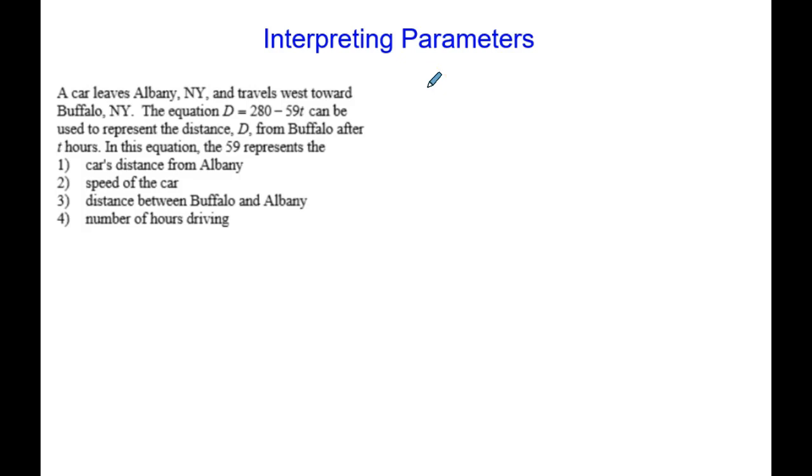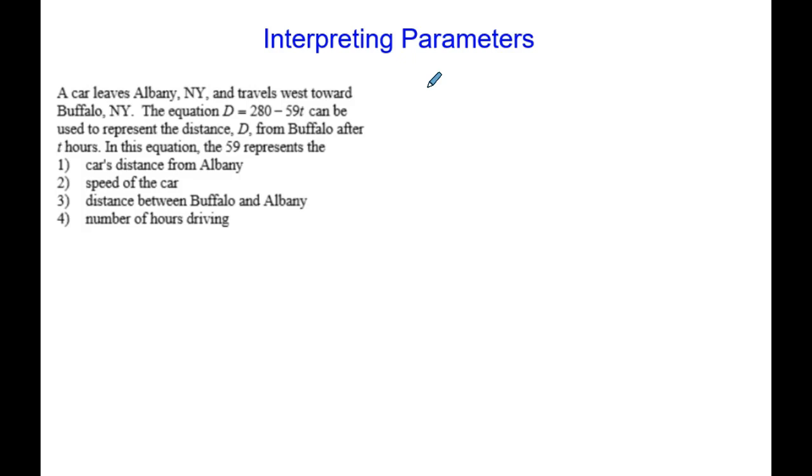The first example: a car leaves Albany, New York and travels west toward Buffalo, New York. The equation d equals 280 minus 59t can be used to represent the distance d from Buffalo after t hours. In this equation, the 59 represents the car's distance from Albany, the speed of the car, distance between Buffalo and Albany, or the number of hours driving. So we're looking at the 59 right now. That's being multiplied by the variable t, which represents time.